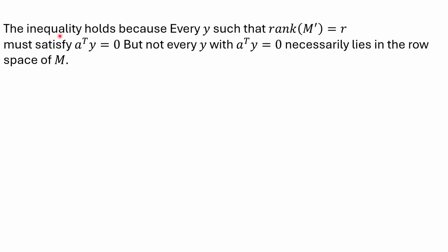The inequality holds because every y such that the rank of M tag is equal to R, meaning we didn't increase the rank, must satisfy A transpose y equal to 0 because it's a linear combination as we mentioned. But not every y with A transpose y equal to 0 necessarily lies in the row space of M.